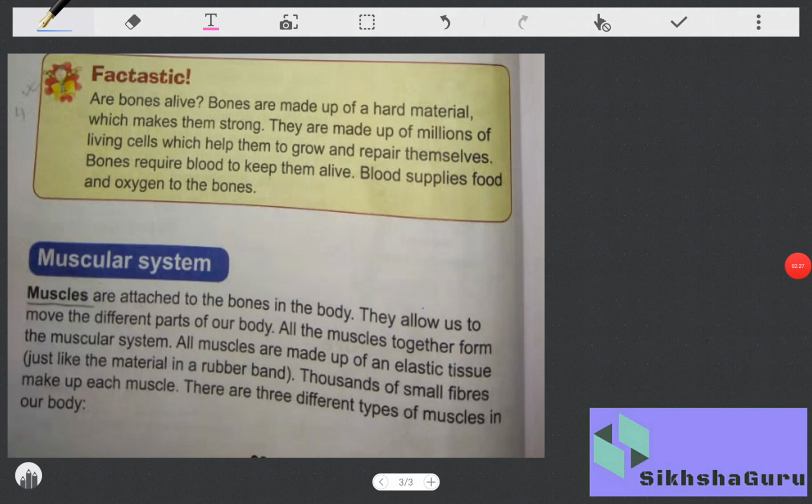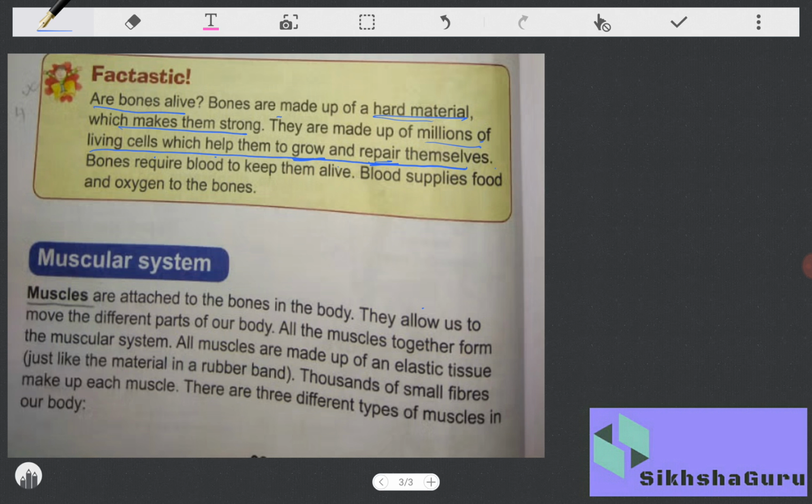So there is a question: are bones alive? Yes, bones are alive, because they are made up of millions of living cells which help them to grow and repair themselves. When you are a child, the bone is small. As you grow, that same bone grows. If there is a fracture, the bone repairs itself. So it can grow, it can repair. Bones are made up of some hard material which makes them strong.